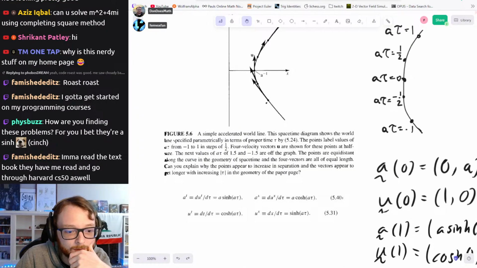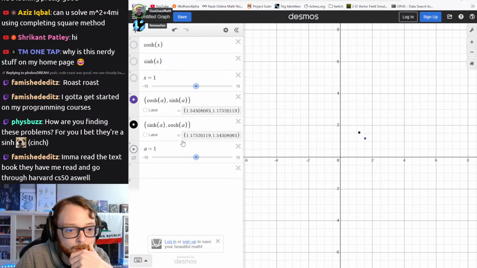Yeah, I think. Gosh, purple is velocity.